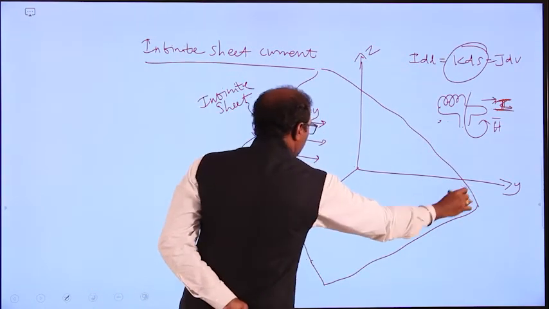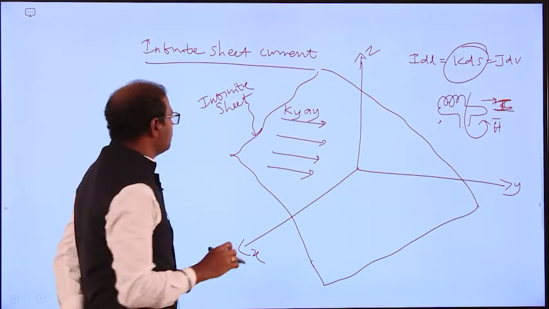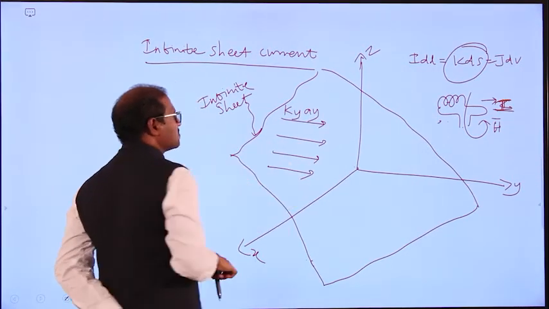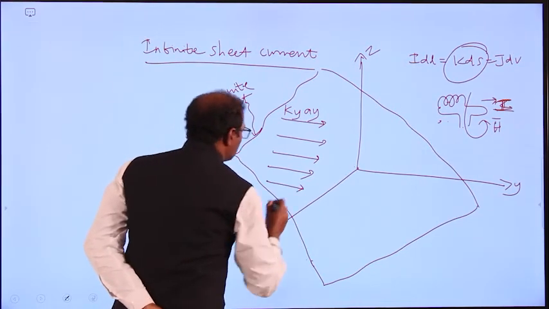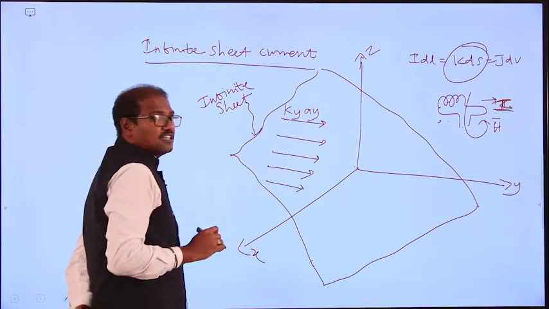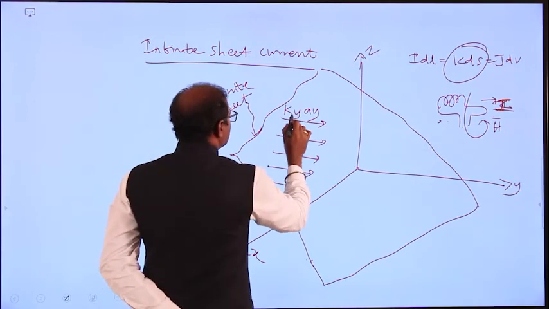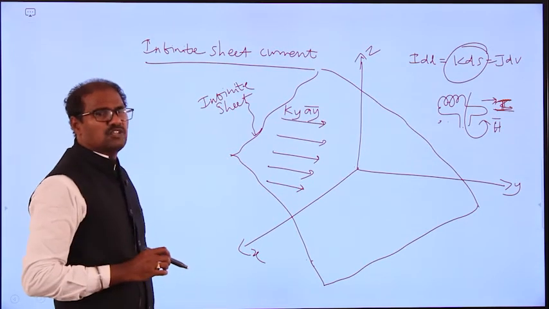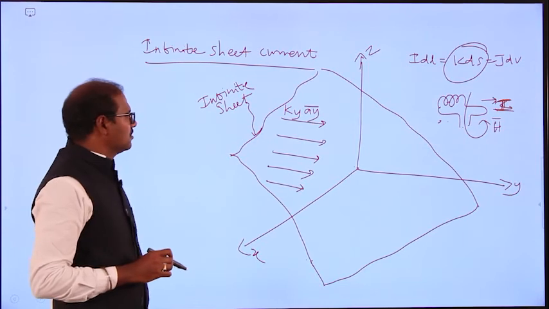We are going to take one infinite sheet, and allow the current in the Y direction. Here K is the surface current density along the Y direction. This is the magnitude along with the vector: KY into AY, where AY is the unit vector in the Y direction.